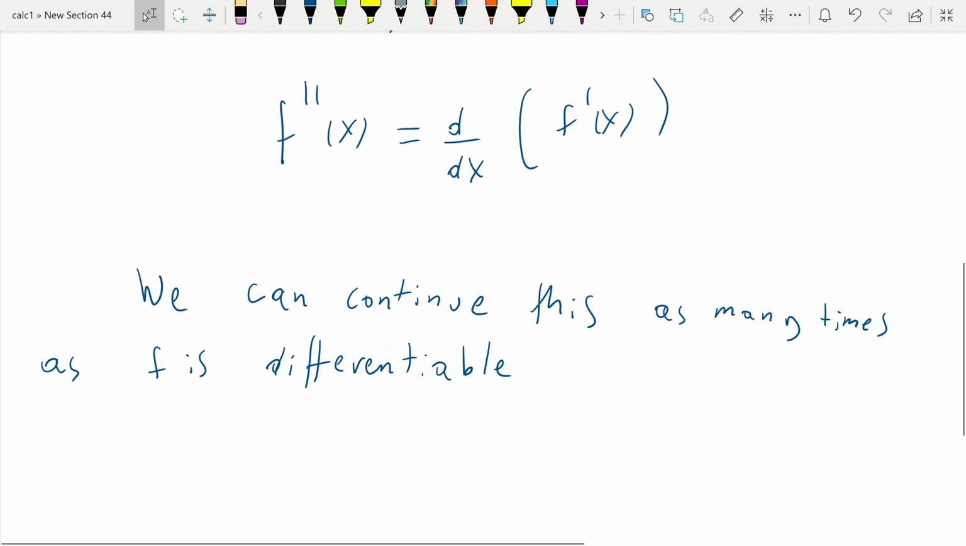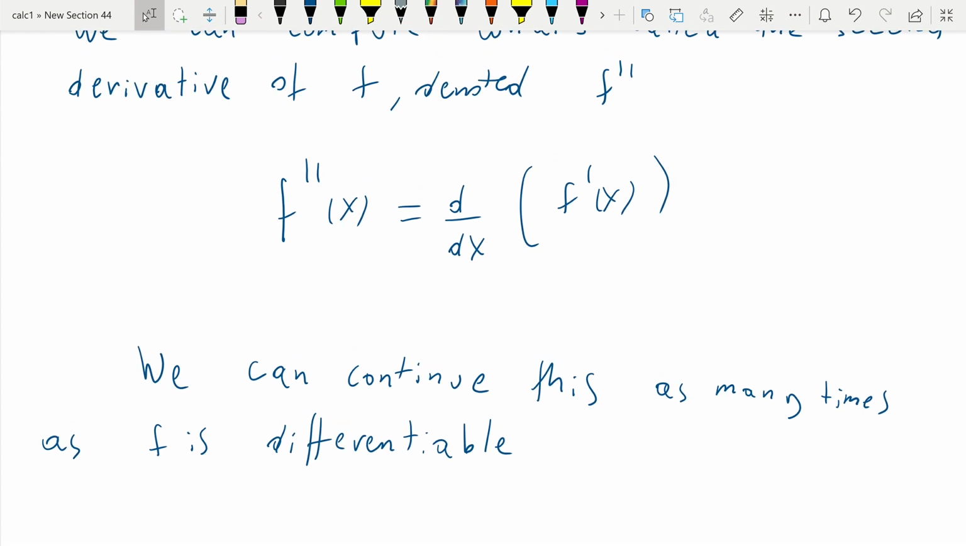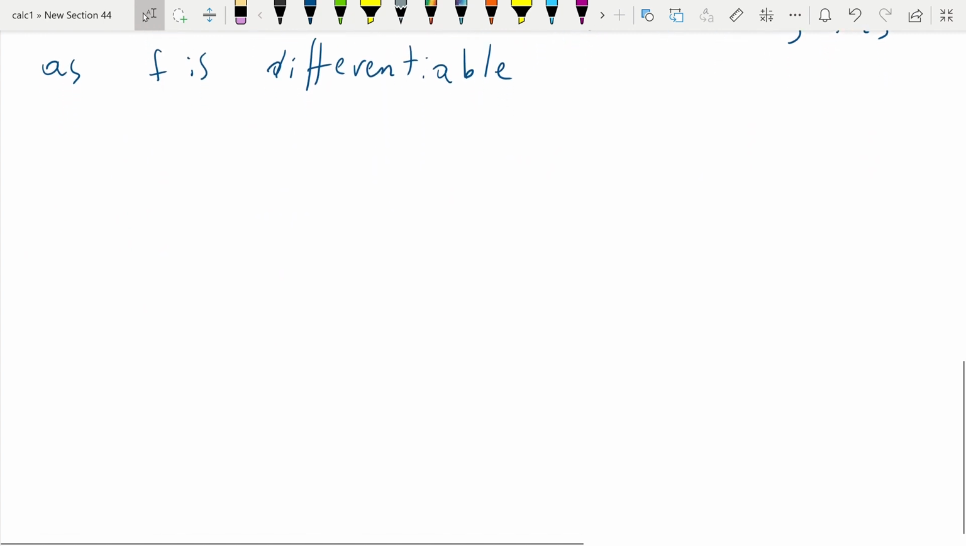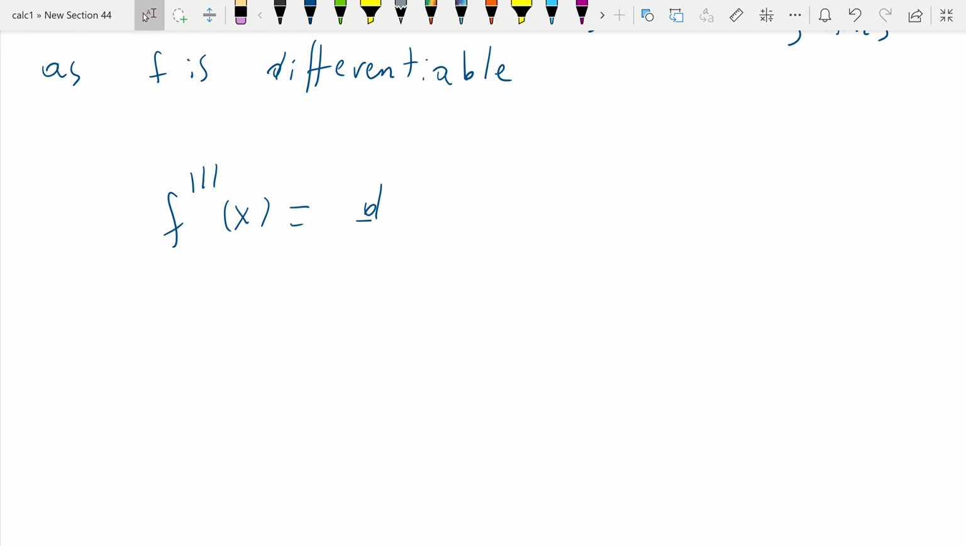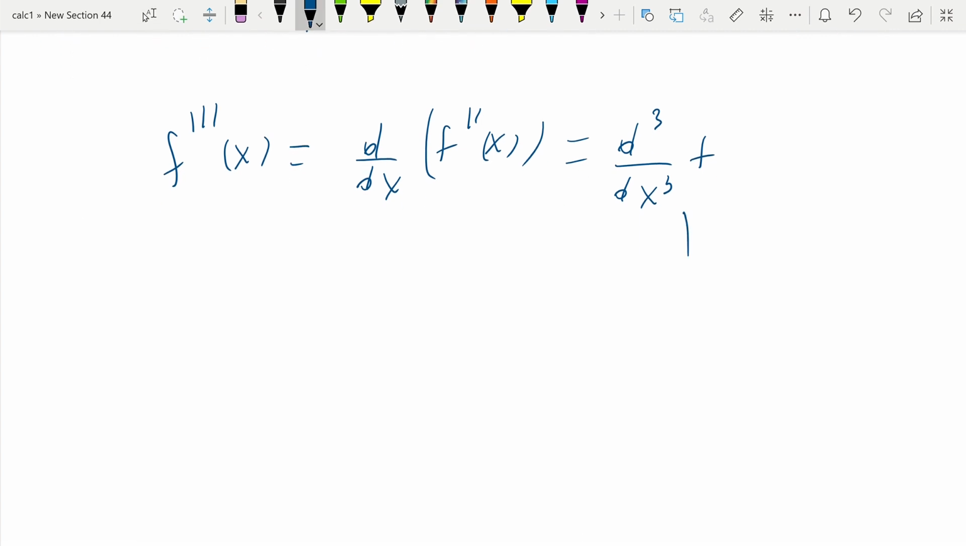So we'll say that f is differentiable n times if we can continue this process of taking derivatives of derivatives. That means that, for instance, f triple prime is just going to be the derivative of f double prime of x, which will also be denoted d3 over dx3 of f. The number here and here corresponds to the number of primes.